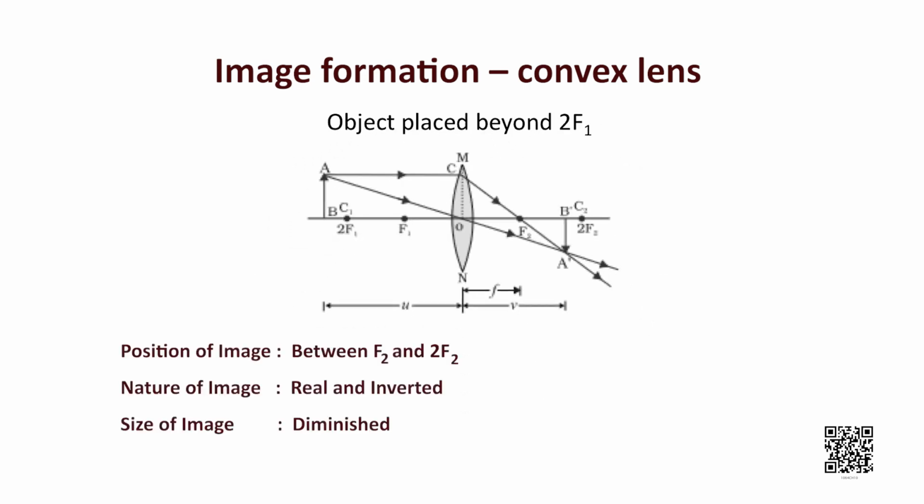The two refracted rays will meet between F1 and 2F1, forming a real, inverted and diminished image. When the object AB is placed at position 2F1, the image is formed by considering two rays starting from the tip of the object, that is point A.